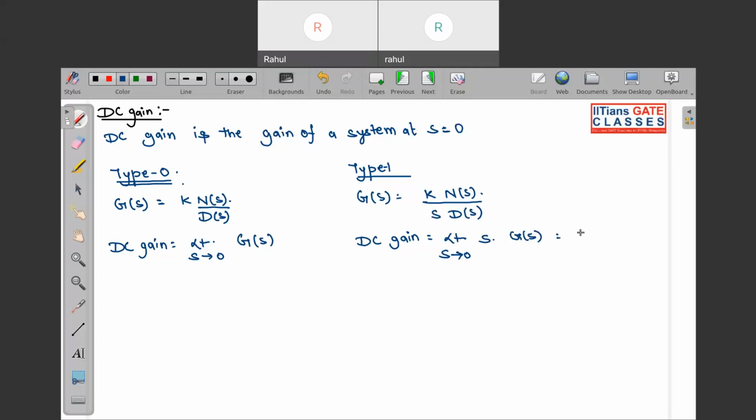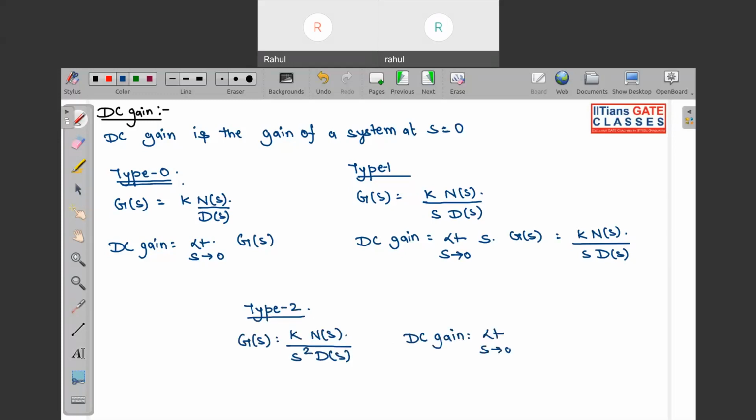So put the value of G(s), that will be K N(s) by s D(s). Whatever the values of K, N(s) and D(s) are, we put 0 and get the value of the constant. Similarly, for type 2, your transfer function will look like this, so here also DC gain will be equal to limit s tends to 0 of s square G(s).